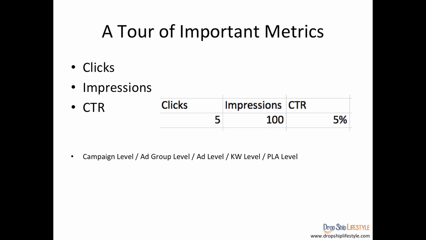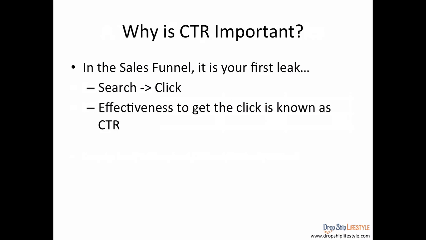Now you can have a CTR at the campaign, the ad group, the ad level, the keyword level, the PLA level, at any level you'd like, the country level, the state level. So CTR is the metric that describes how effective you are at the first part of your sales funnel, the step that goes from search to click. So if you ever have a question, how effective are we at targeting the traffic, at getting people into our sales funnel for the very first time through that click, look no further than your CTR. When you increase your CTR, you get more of the same audience that you're already targeting into your sales funnel.